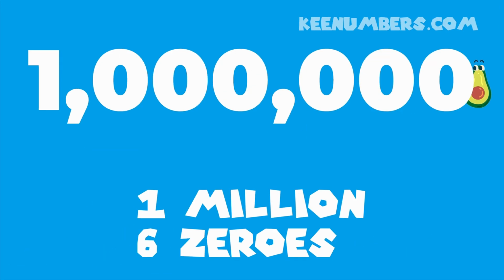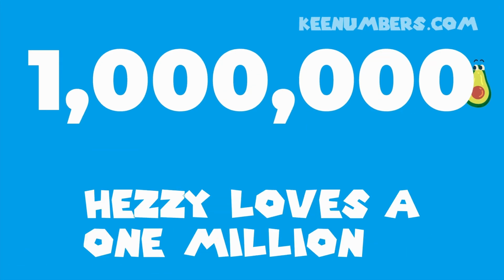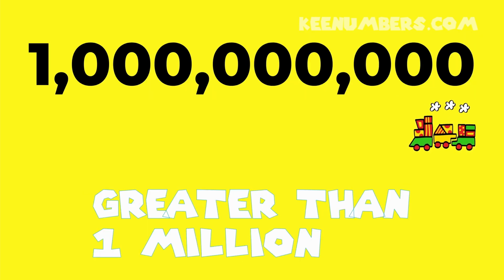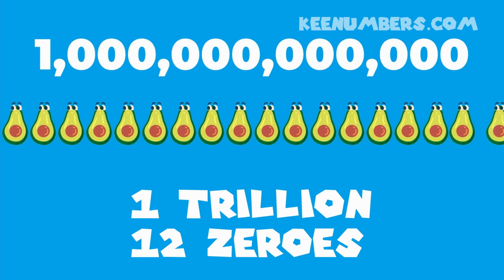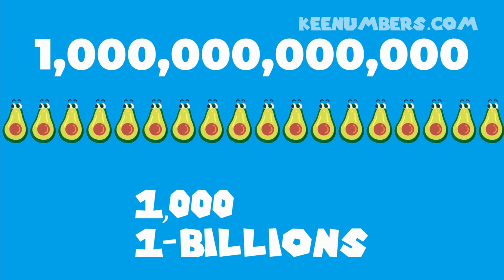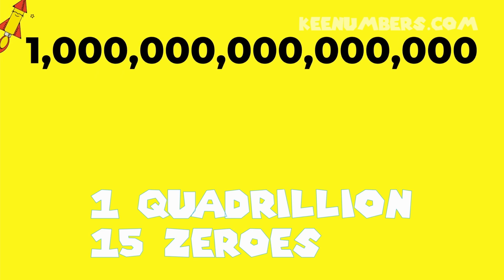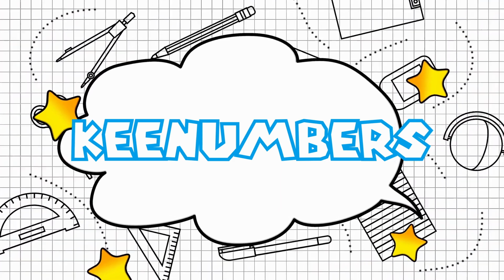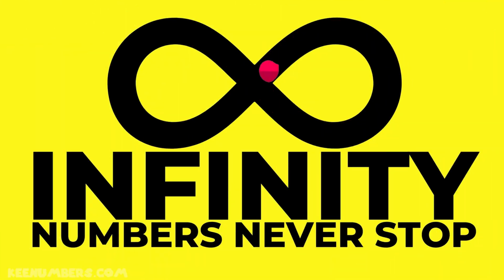1,000,000, 6 zeros, Hesse loves a 1,000,000. 1,000,000,000, 9 zeros, greater than 1,000,000. 1,000,000,000,000, 12 zeros, 1,001 billions. 1 quadrillion, 15 zeros, 1,001 trillions. Keenumbers. You're in the bonus section. Thanks for being a part of the Greater.